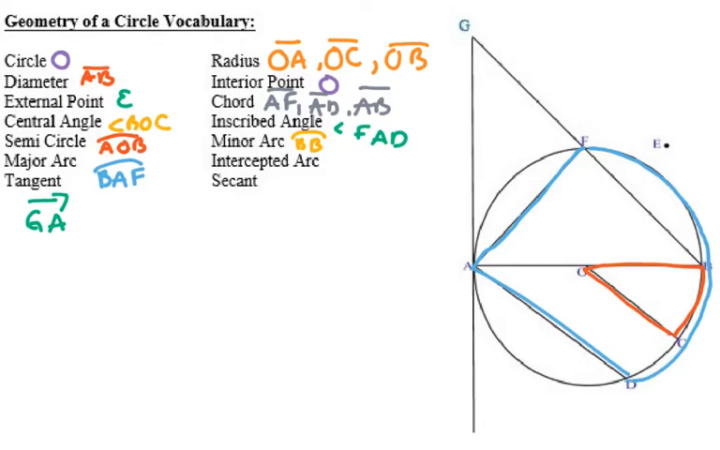The last term that we have here is going to be a secant. And a secant is going to be a segment that we think of as crashing through the circle. So it's going to intersect the circle at 2 points. So segment GFB would be considered a secant because you can see it's intersecting our circle at 2 points at B and F, and then it's crashing through our circle and headed out to point G.